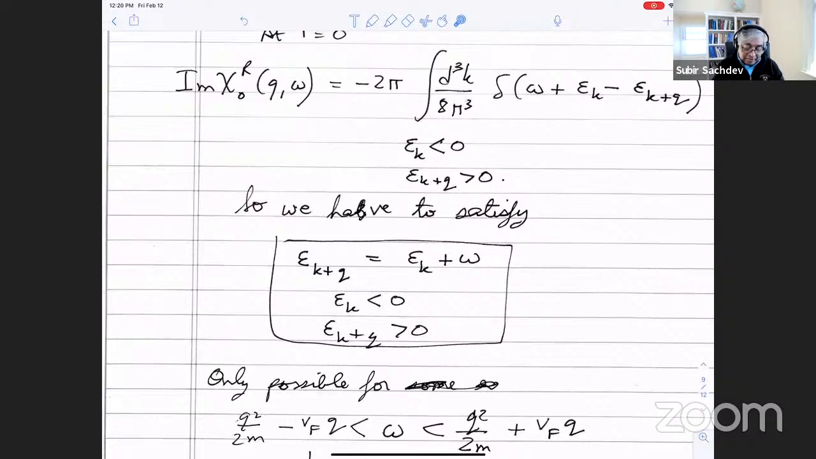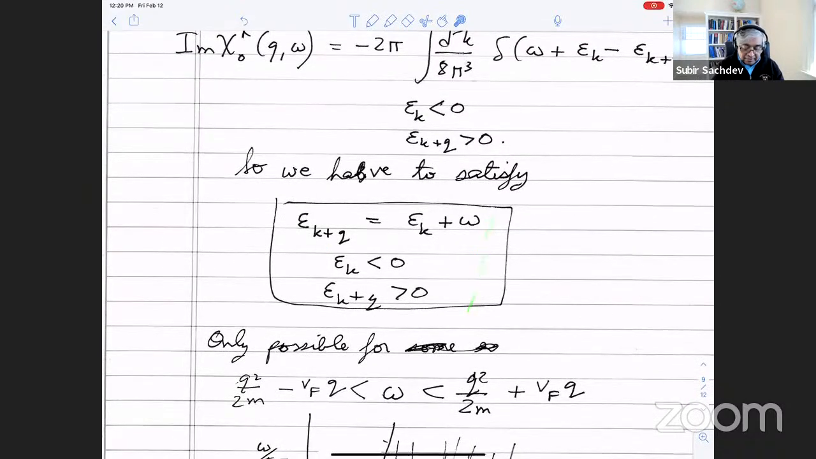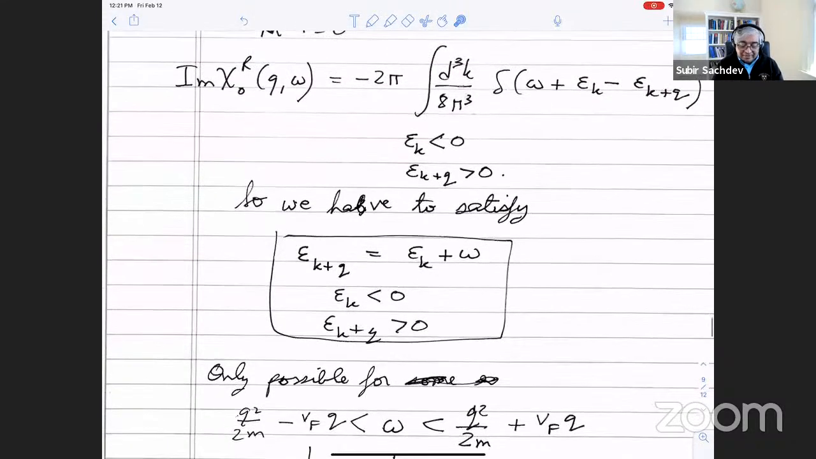So you have to do this integral d3k subject to some constraints. These are the three constraints: ek plus q is ek plus omega, ek is less than zero, and ek plus q is greater than zero. So the first thing you have to figure out is, is there any solution to these three equations for a given value of omega and q? To find the domain of integration, I give you omega and q, and you find suitable values of k that satisfy all three equations. You just play around with that and quickly you'll find that sometimes for some omega and q there are no solutions. If there are no solutions, this is just zero. So let's ask, what is the domain over which there are solutions to these three constraints?